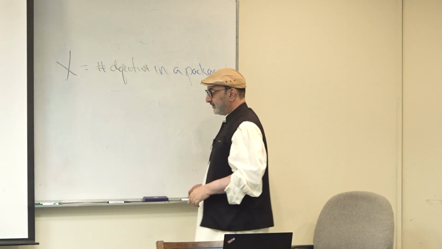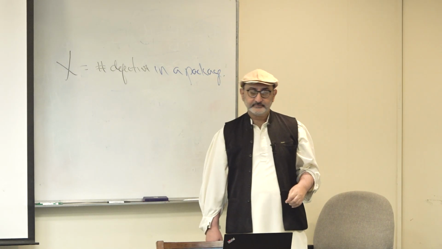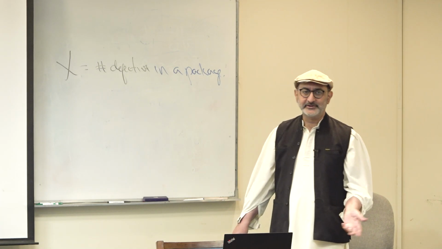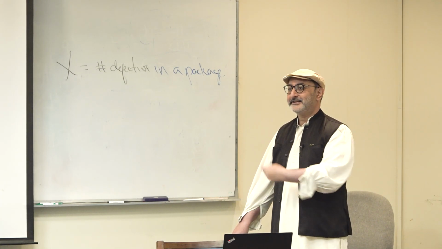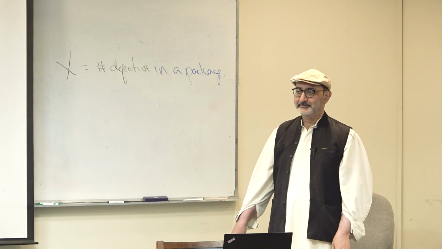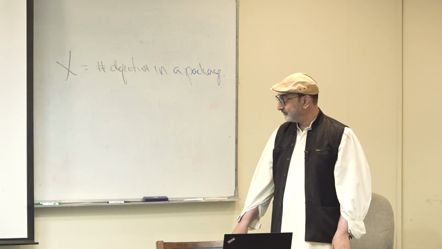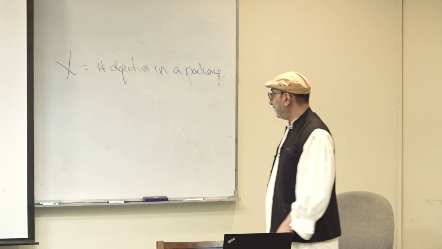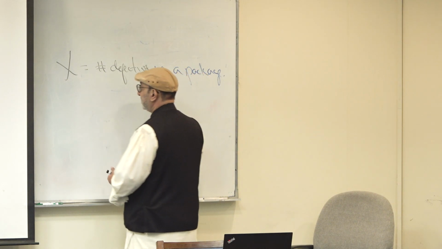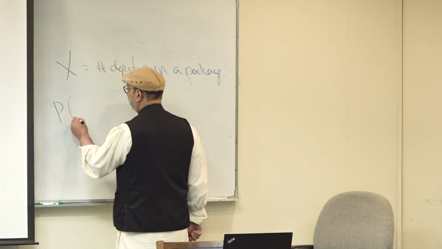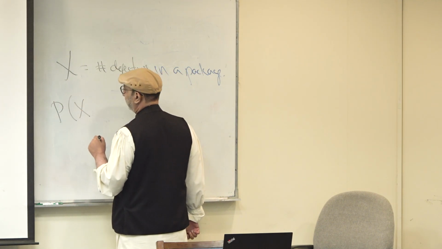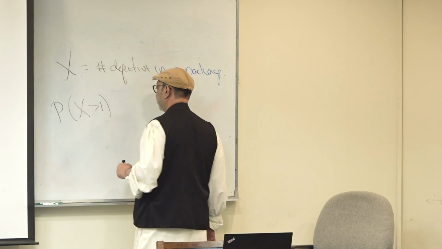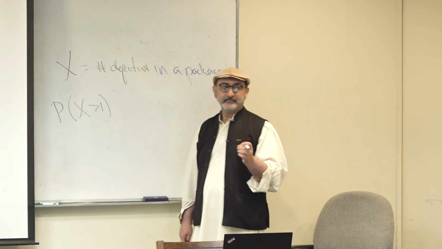X is the number of defective in a package. So I suppose you could test one widget after another, assuming we're not destroying the widgets. So what we're being asked for is, what is the probability that X is greater than 1?